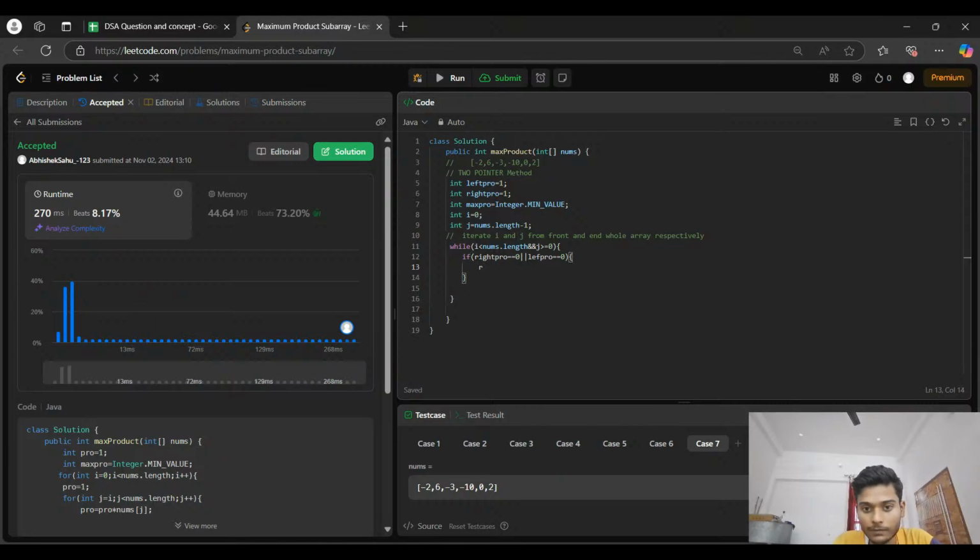Then what do you do with the right pro? We can remember to use the mod continuously. When this condition happens, we need to consider it like that, right?